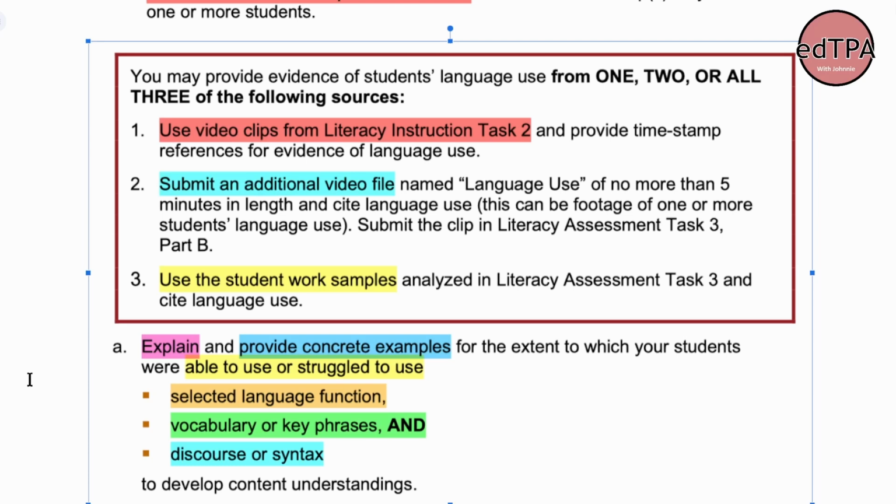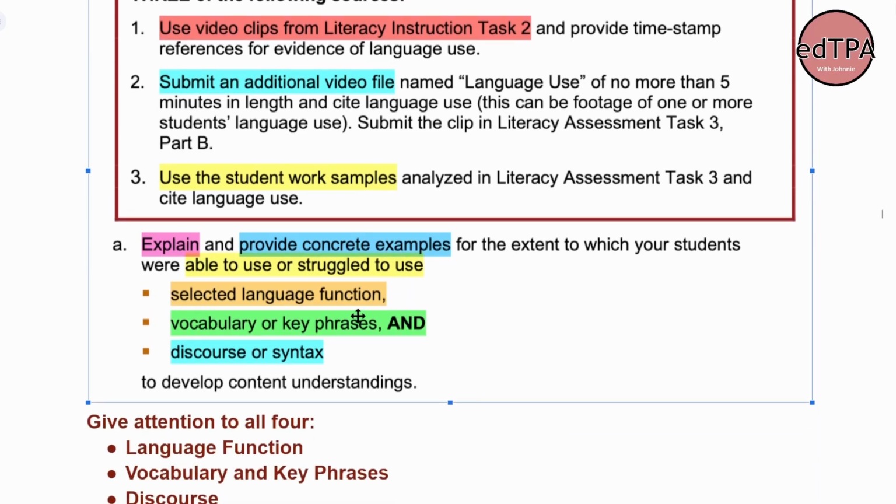First, use video clips from the Literacy Instruction Task 2 and provide timestamp references for evidence of language use. 2. Submit an additional video file named Language Use of no more than 5 minutes in length and cite language use. This can be footage of one or more students' language use. Submit the clip in Literacy Assessment Task 3, Part B. 3. Use the student work samples analyzed in Literacy Assessment Task 3 and cite language use. So you see the choices. Use the videos you already have, submit an additional video file, or focus on the student work samples.